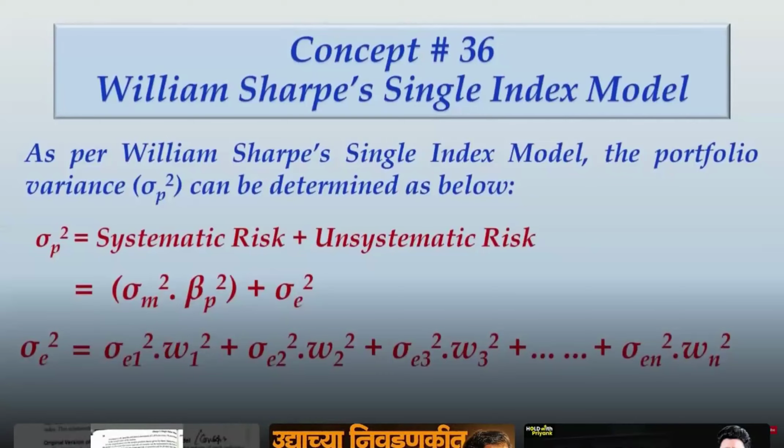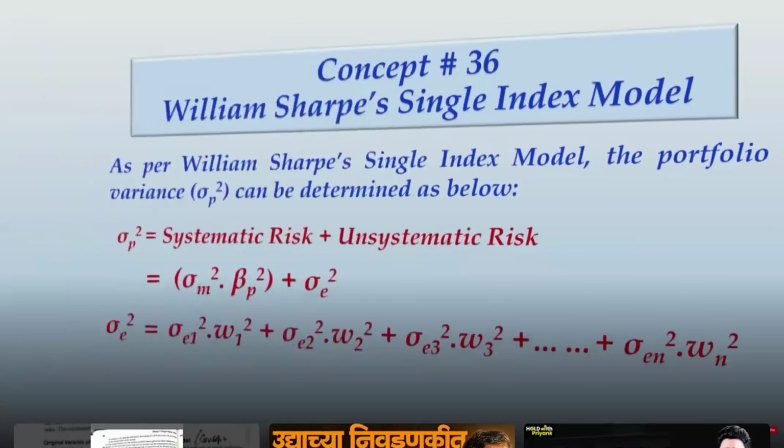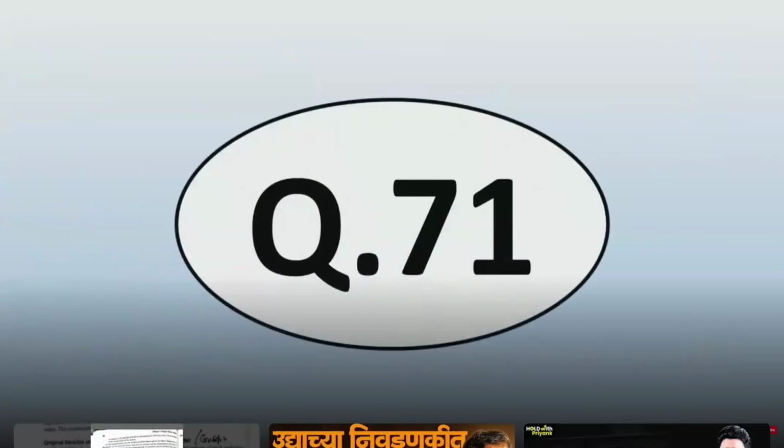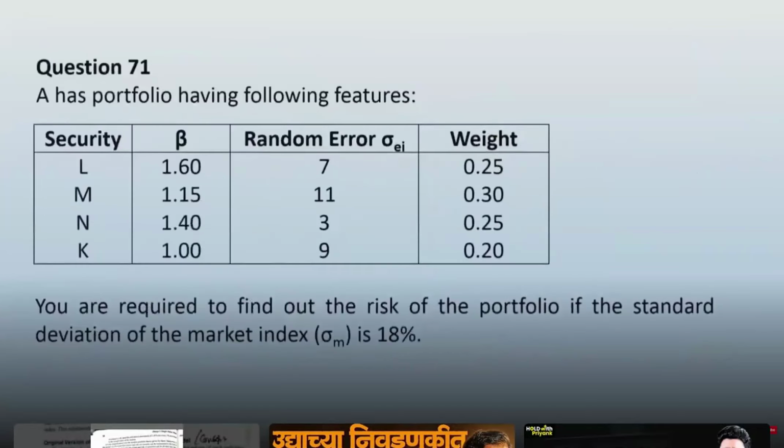अब दोस्तों ये अप्लाई कैसे करना है, व्हेन यू लुक इनटू क्वेश्चंस, ये आपको ज्यादा अच्छे से समझेगा. तो चलिए कुछ क्वेश्चंस के थ्रू इन बातों का एप्लीकेशन सीख लेते हैं. लेट अस टेक अप क्वेश्चन नंबर 71. पढ़ते हैं इस क्वेश्चन में क्या दिया हुआ है. ए हैज पोर्टफोलियो हैविंग फॉलोइंग फीचर्स. 4 सिक्योरिटीज दिख रही हैं L, M, N, K. हमें चारों सिक्योरिटीज का बीटा दिया हुआ है ये, और रैंडम एरर दिया हुआ है स्टैंडर्ड डेविएशन फॉर्मेट में.